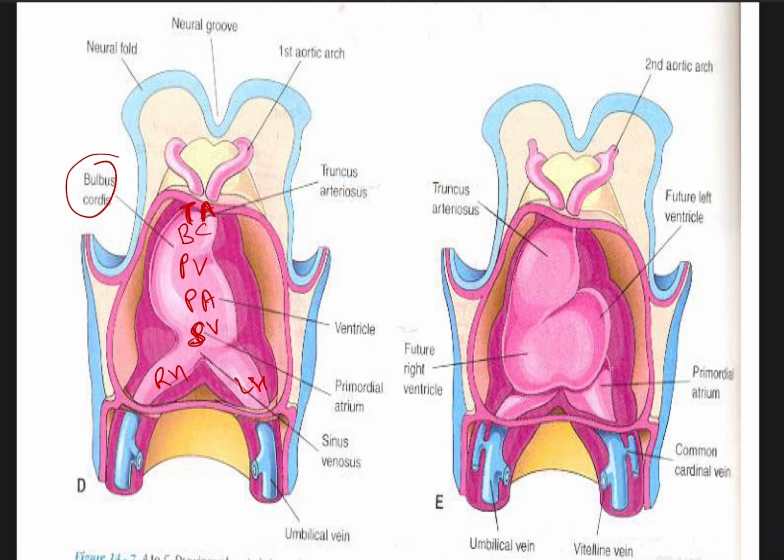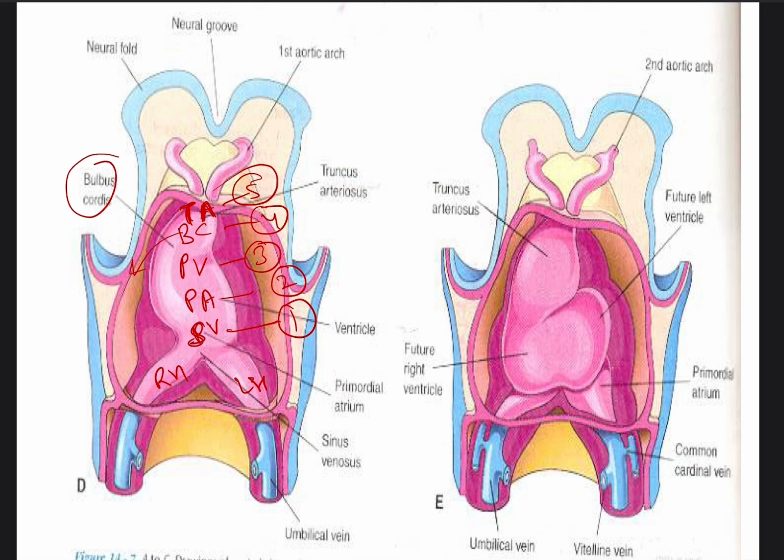Okay. And if you see very carefully, this truncus arteriosus is opening finally into the dorsal aorta. The dorsal aorta is actually in posterior view, so we are not able to visualize it, but please make an image that this truncus arteriosus is connected through the aortic arches via the aortic sac finally to the dorsal aorta. These are our five parts of the heart tube: sinus venosus, primitive atrium, primitive ventricle, bulbus cordis and truncus arteriosus. Now what happened?